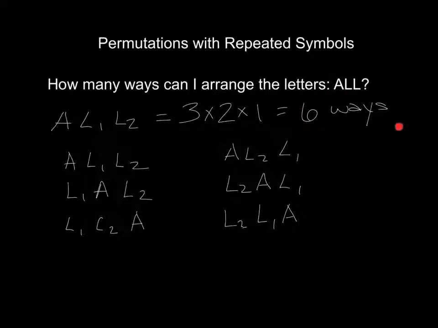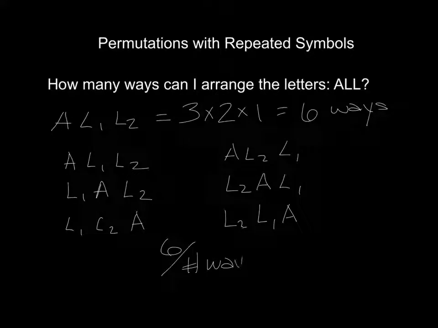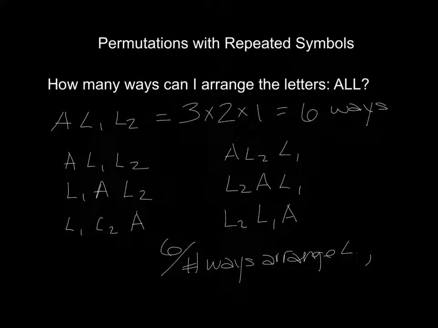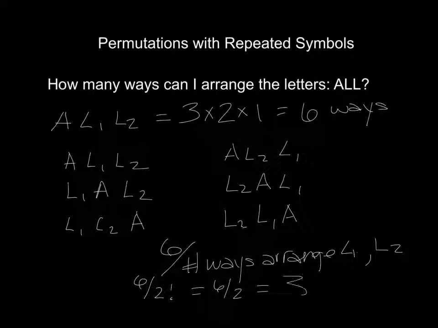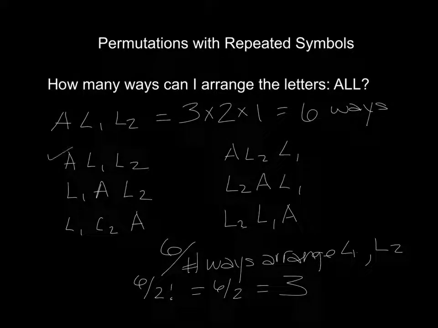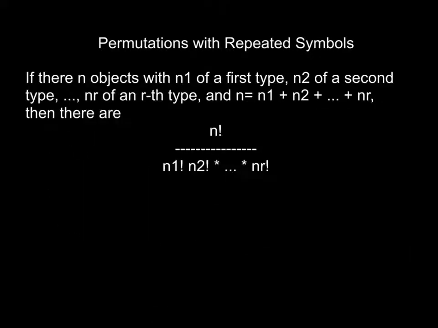So the way that these 6 ways of arranging A, L1, L2 relate to the arrangements of the letters A, L, L is that you divide your 6 ways by the number of ways you can arrange your L1 and L2. So you're going to divide 6 by 2 factorial, or just 6 divided by 2, which is equal to 3 arrangements, which you have here. There's the 1, 2, and 3 arrangements.